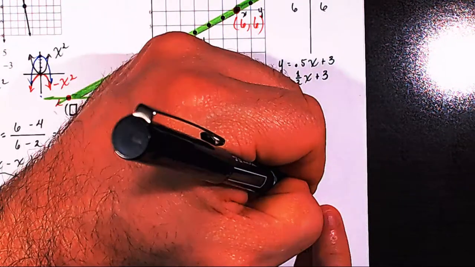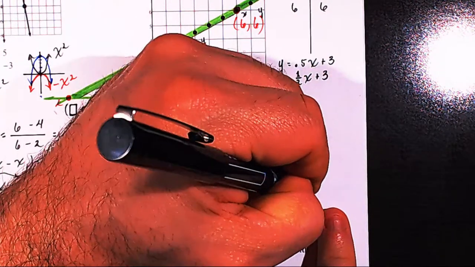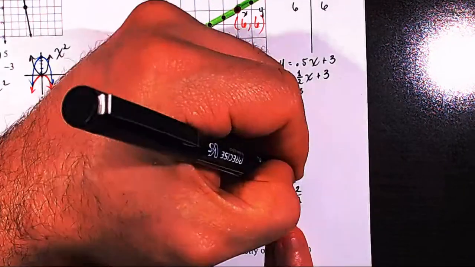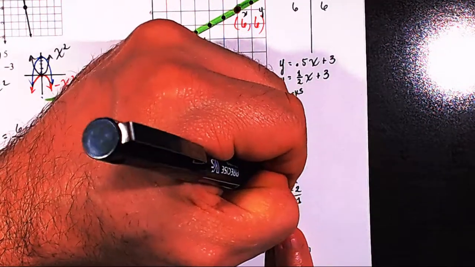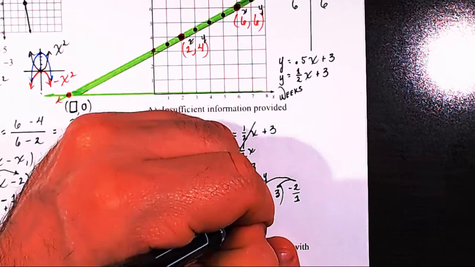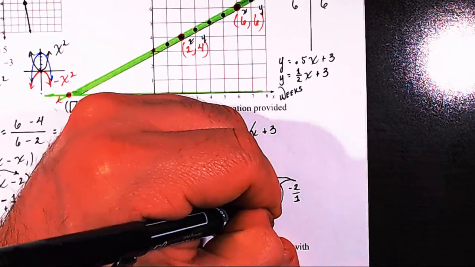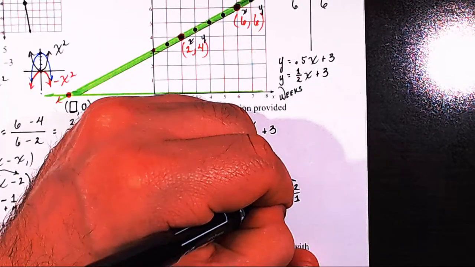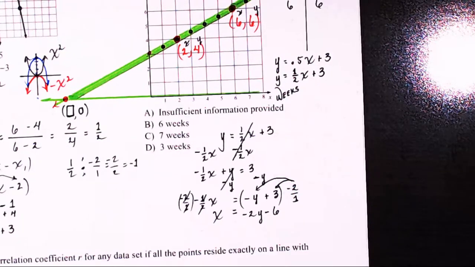Now we're going to multiply everything over here by negative 2 over 1. Distribute, multiply that. So x equals negative 2y plus or minus 3 times negative 2, which is 6.